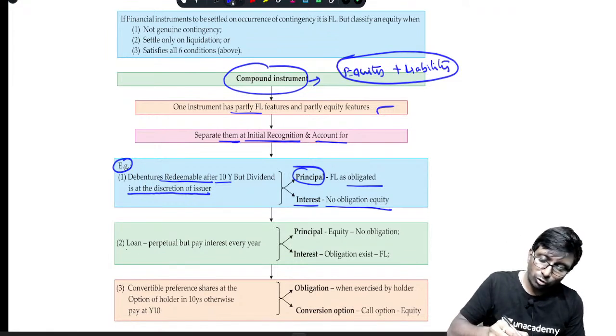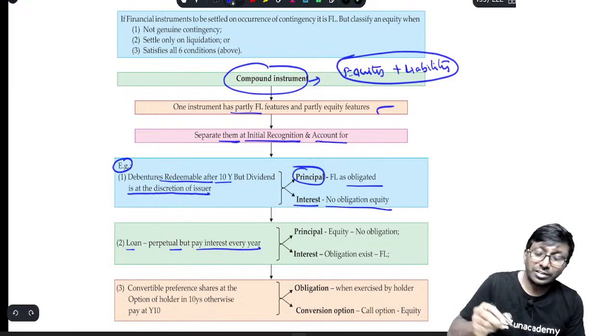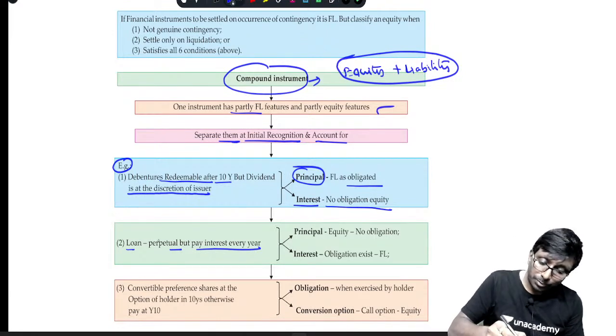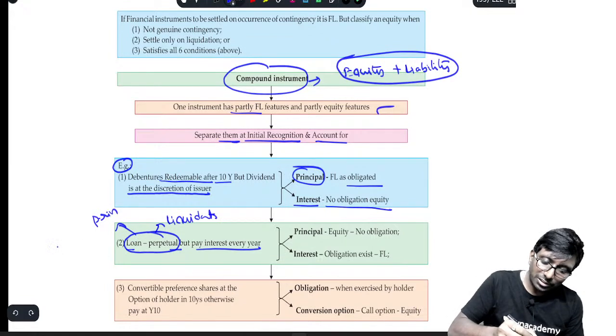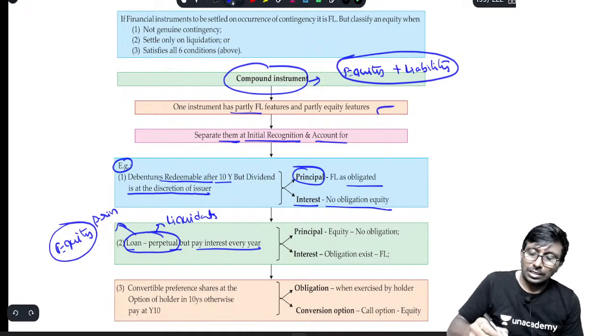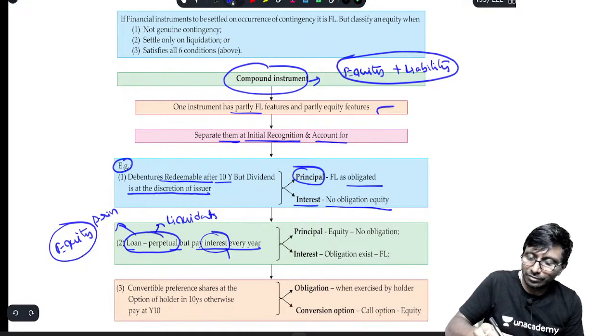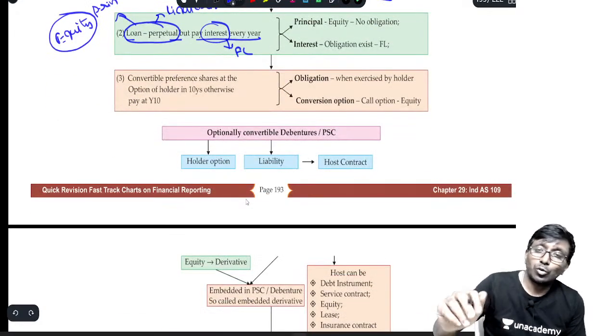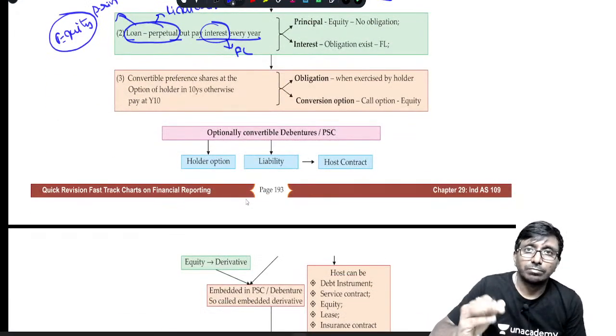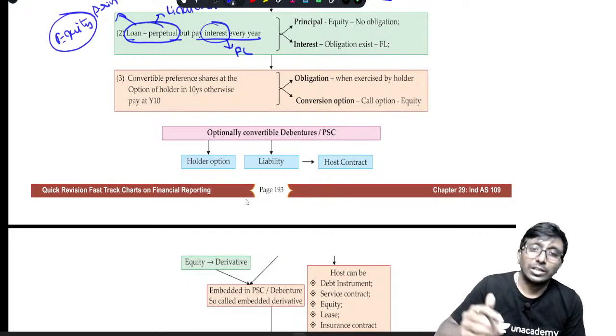Done. Next, loans are perpetual, but we have to pay interest every year. When you say perpetual, it means it will be redeemed only at the time of liquidation. Then the principal, when I say principal, is equal to equity. And what about the interest? Every year I am supposed to pay interest. It is a financial liability. It is a compound financial instrument because it has both the qualities.